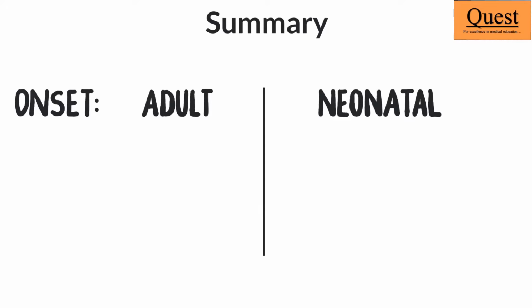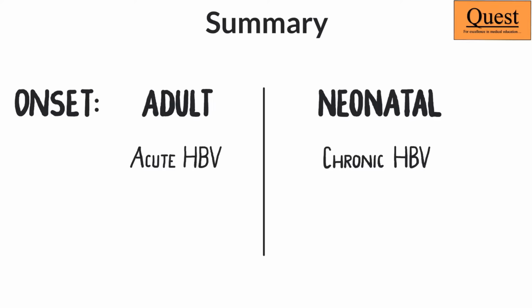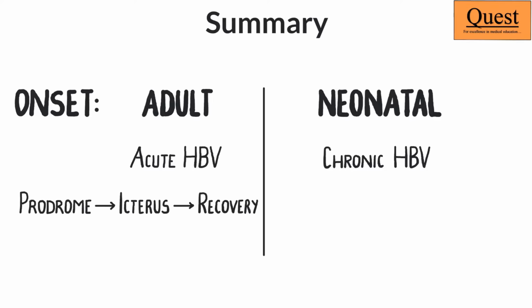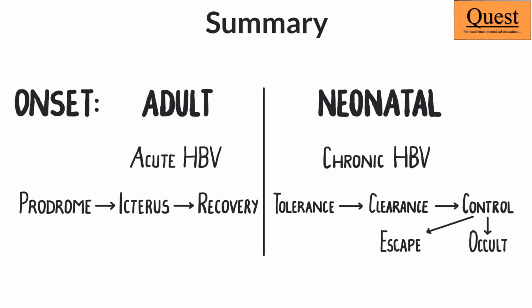To summarize the clinical features of hepatitis B, we have said that if the onset is in the neonatal period, patients would develop chronic hepatitis B. If the onset is in adults, patients would develop acute hepatitis B. Acute hepatitis B is self-resolving and has a prodrome followed by icteric features. But chronic hepatitis B goes from an initial asymptomatic phase to a later symptomatic phase and again an asymptomatic phase.